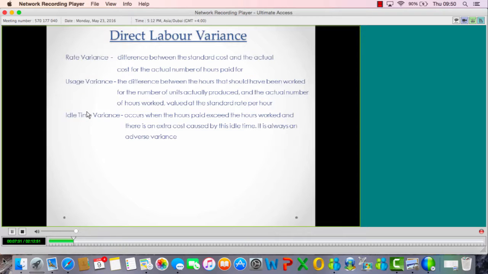But in idle time, the workers are paid for no work done. Say, for example, in a machine breakdown, irrespective of whether the workers are working or not, the company will have to pay them, right? Yes. So that will always be an adverse variance, because they are paying for no work done. So it will always be an adverse variance.